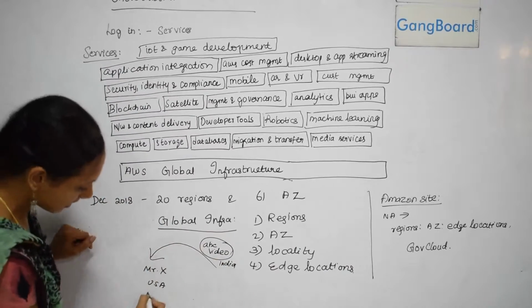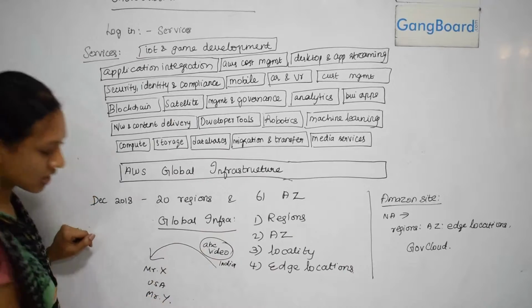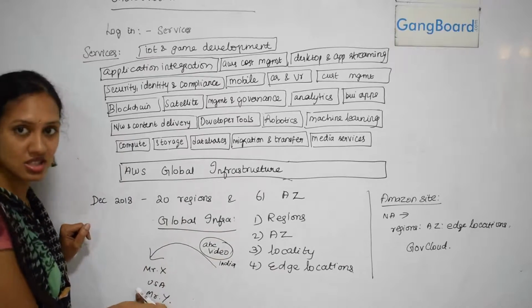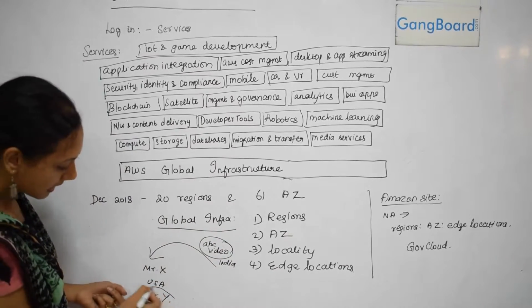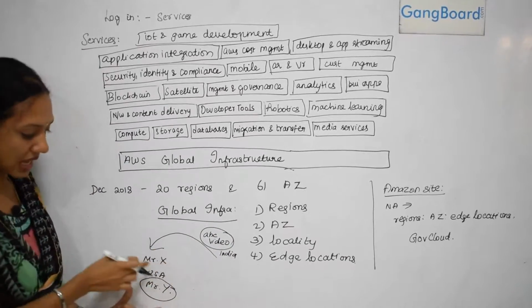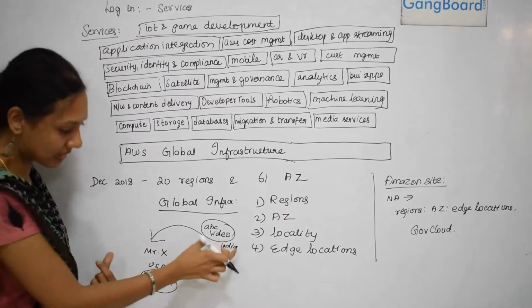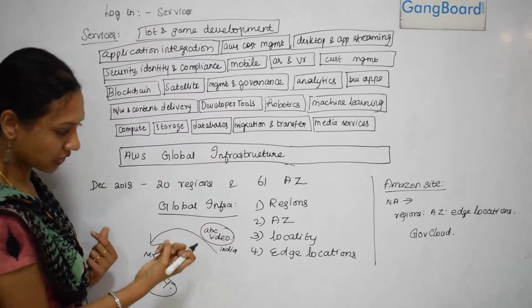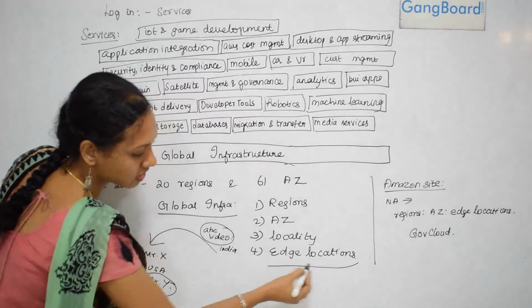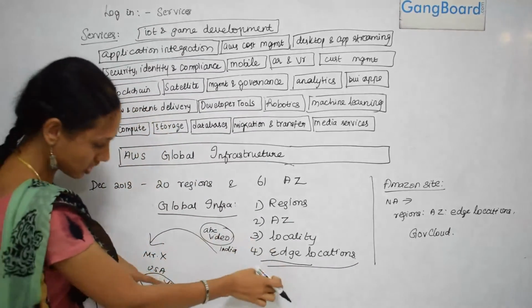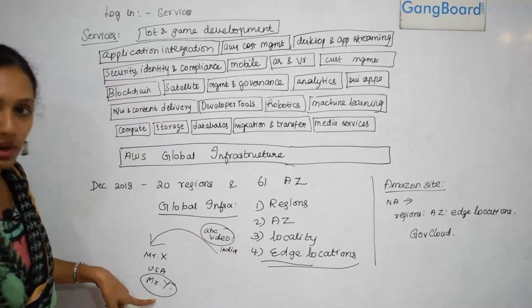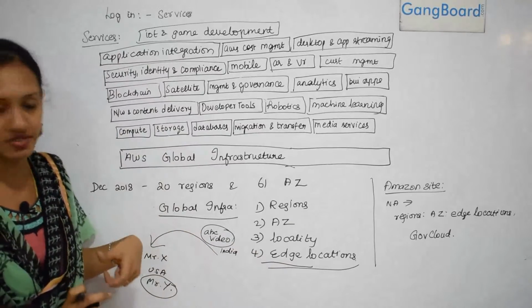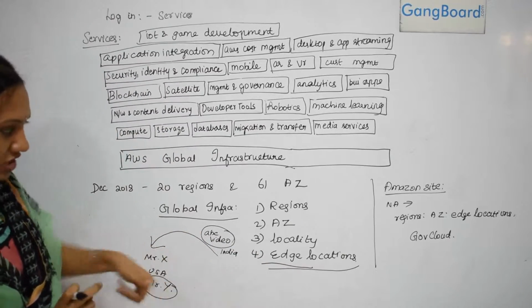Next time when Mr. Y, who also sits in the US, wants to access the same ABC video, he will not take as much time as Mr. X. Why? Because this ABC video will be cached in a location called an edge location, so that Mr. Y will not have any latency to see this ABC video. So this is all about edge locations.